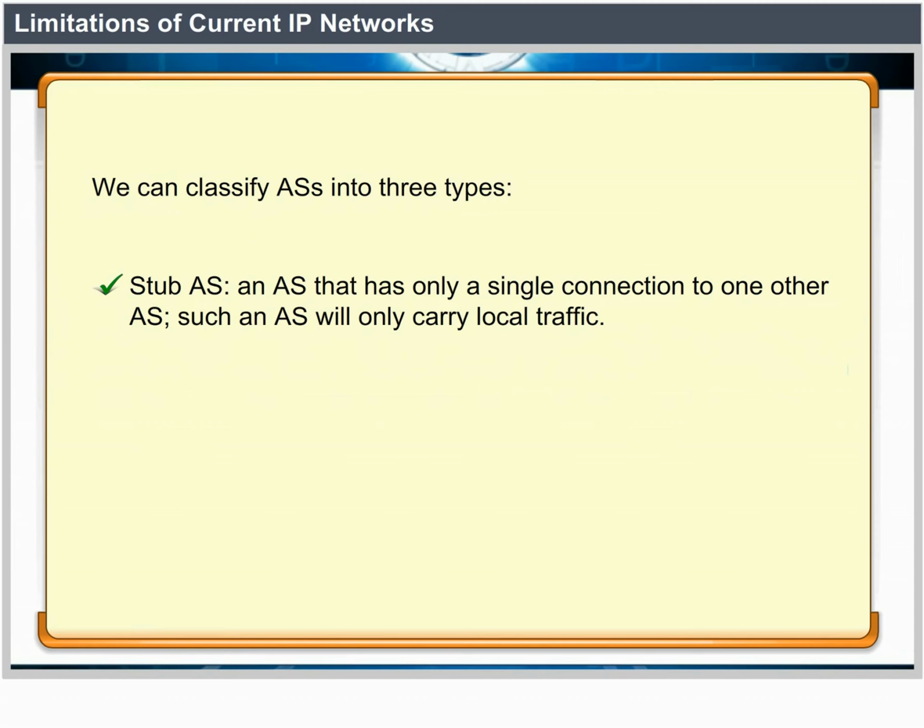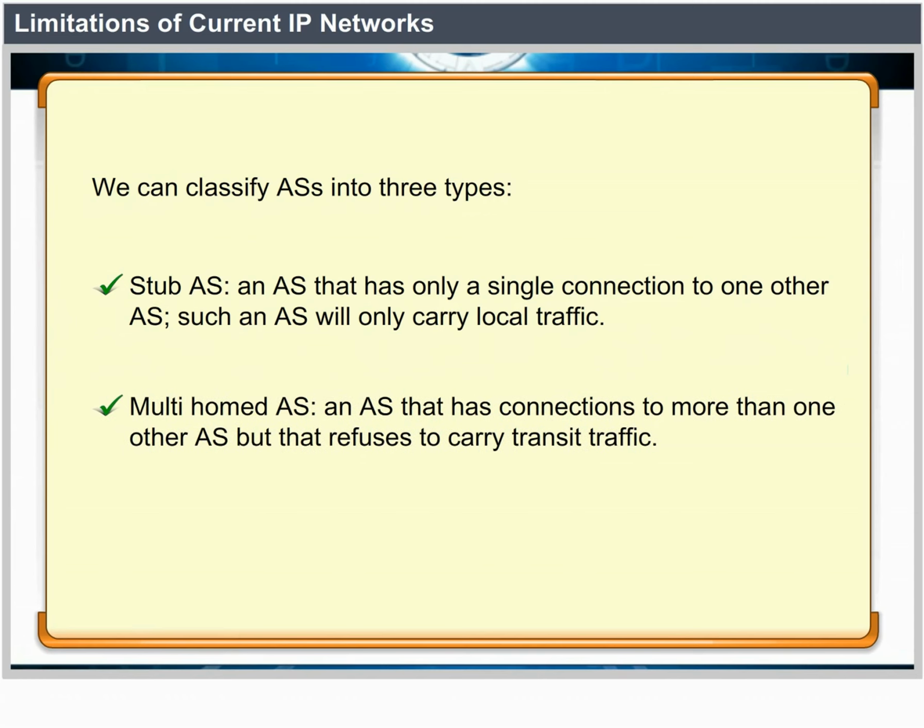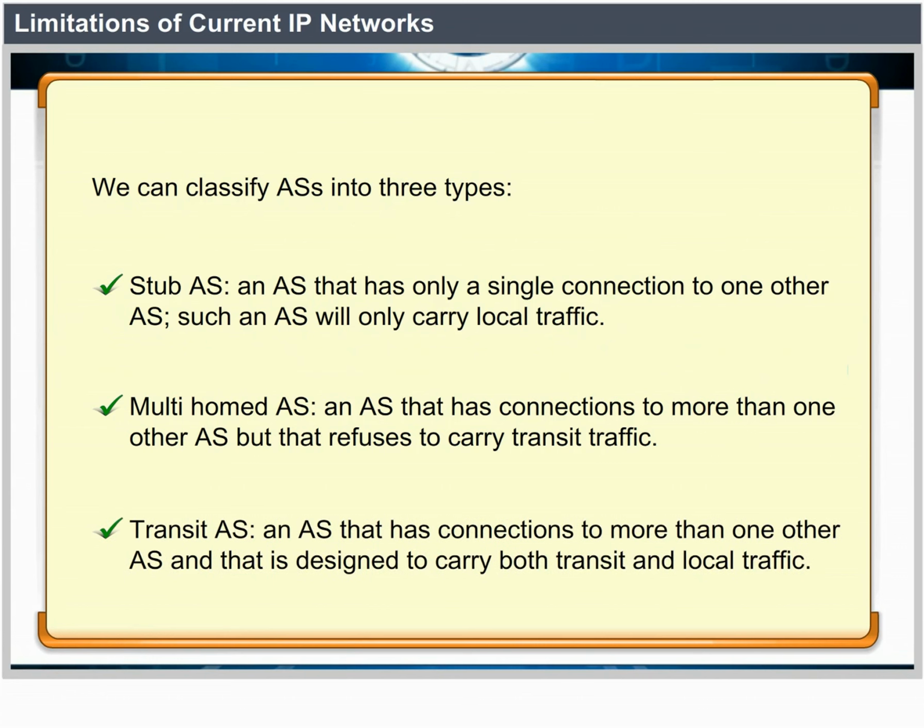Multi-homed AS, an AS that has connections to more than one other AS but that refuses to carry transit traffic. Transit AS, an AS that has connections to more than one other AS and that is designed to carry both transit and local traffic. The goals of inter-domain routing.